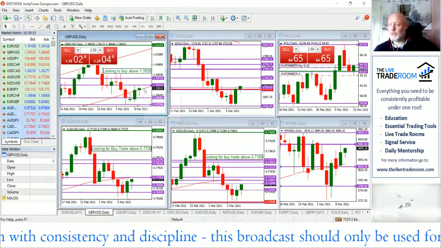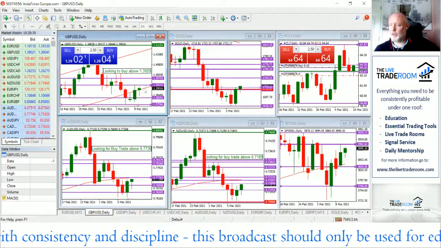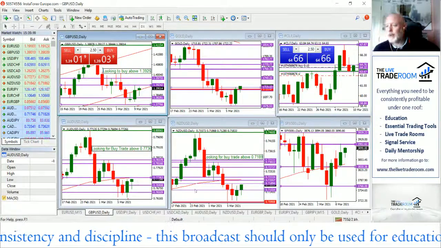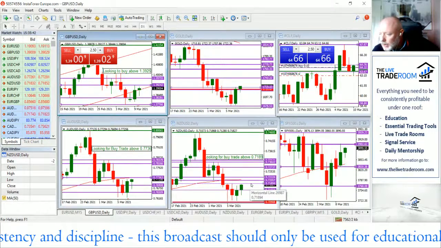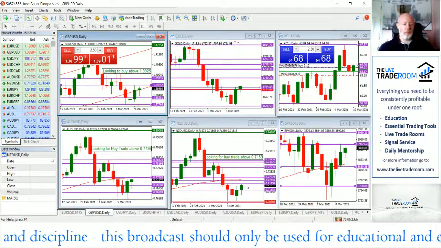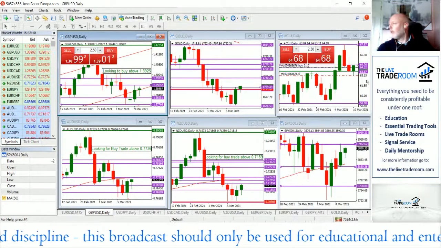The pound is a bit slow on the uptake here, so we're 20 pips away. We're probably 10 pips away for the Aussie dollar, and we're not too far away at all, probably less than 10 pips with the New Zealand dollar.